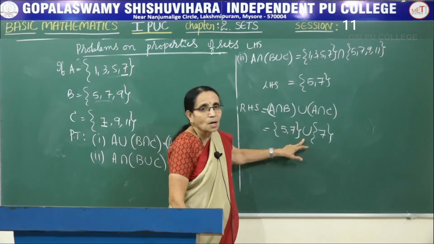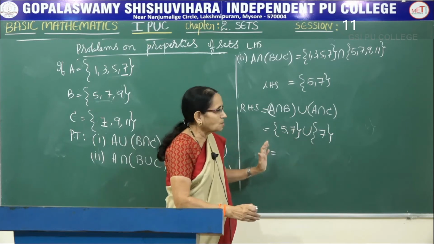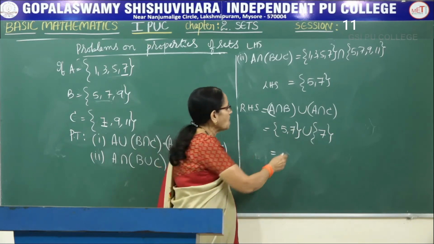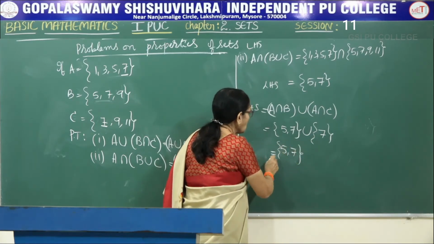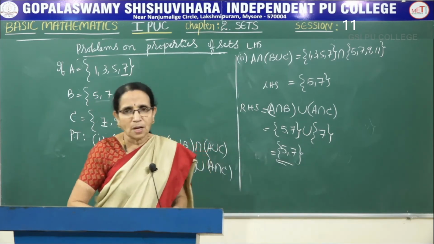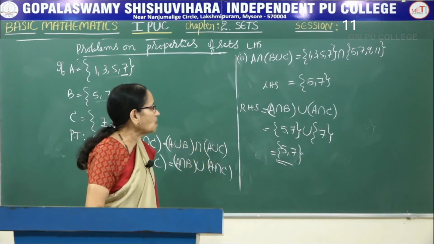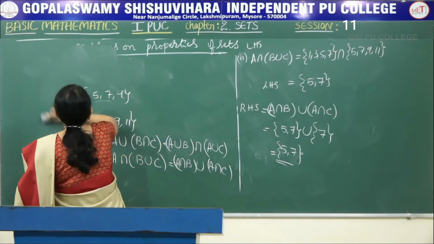Now in between what you have here? Union. Union means you have to take all the elements belonging to both the sets here. 7 is repeated, you just take it only once. Now this is what we are getting. So on the left hand side also we got two elements 5 and 7. Right hand side also we got two elements. That shows that the distributive property is true here.